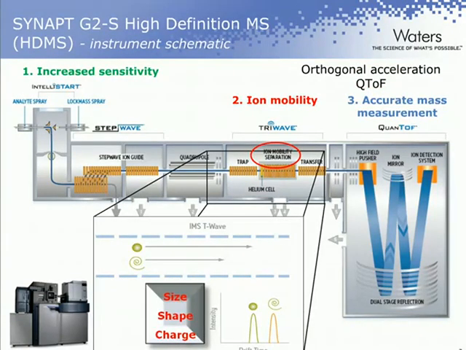And the ion mobility separation performed is based on size, shape, and charge. And that separation gives you an orthogonal separation taking place to the UPLC separation taking place at the front end of the instrument.